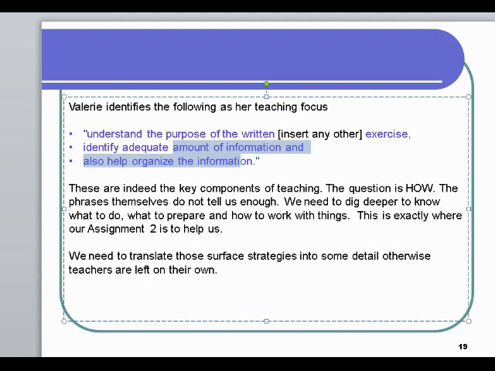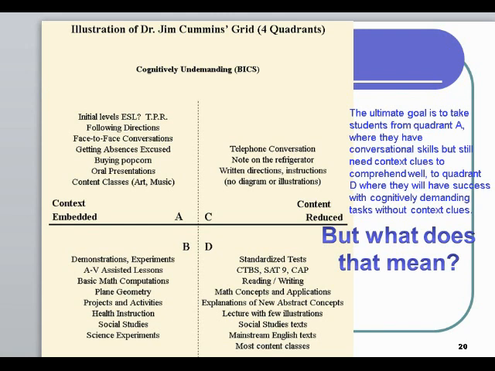And that's the purpose of assignment 2, and also it was the purpose of assignment 1. Now, in your module 3, you are given this Jim Cummins grid, and he basically makes the argument that the difference between a well-skilled user of a language, let's say here English, and a less skilled user of a language is that a less skilled user requires a lot of information to process.